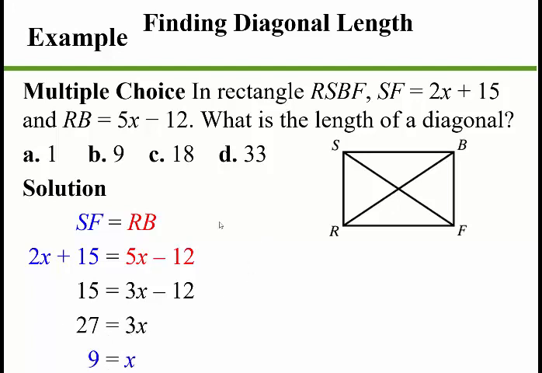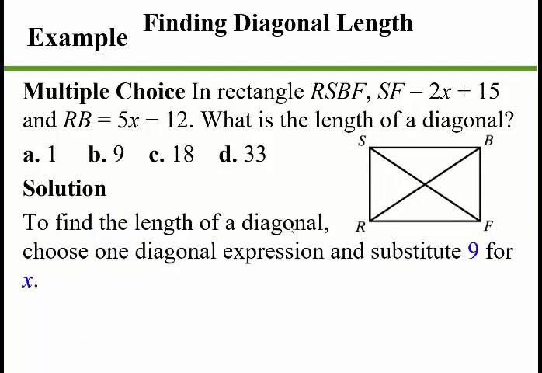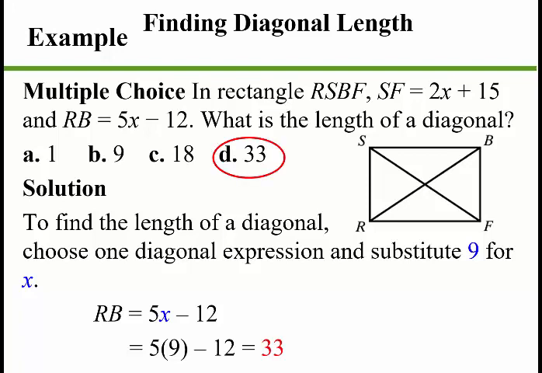All right, but that's not the answer. Remember, I asked you the length of the diagonal. So to find the length of the diagonal, choose one diagonal expression and substitute 9 in for x. It doesn't matter which one you pick, you'll get the same answer, but I'll take 5x minus 12, plug 9 in, and I'll get that the diagonal is equal to 33.